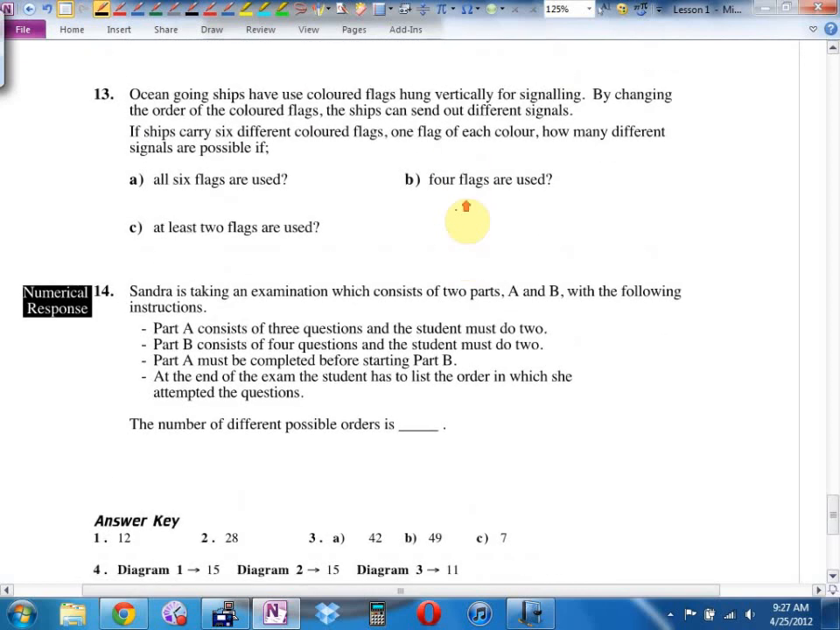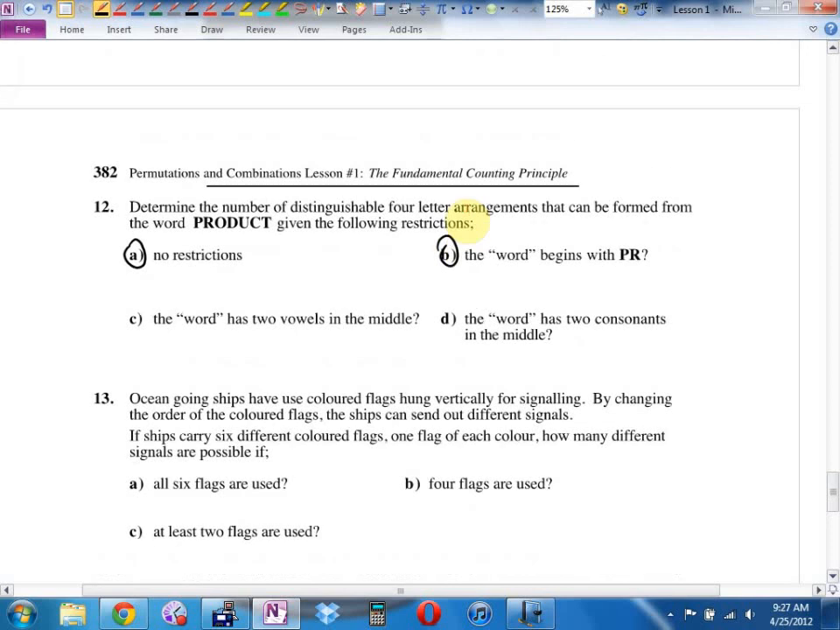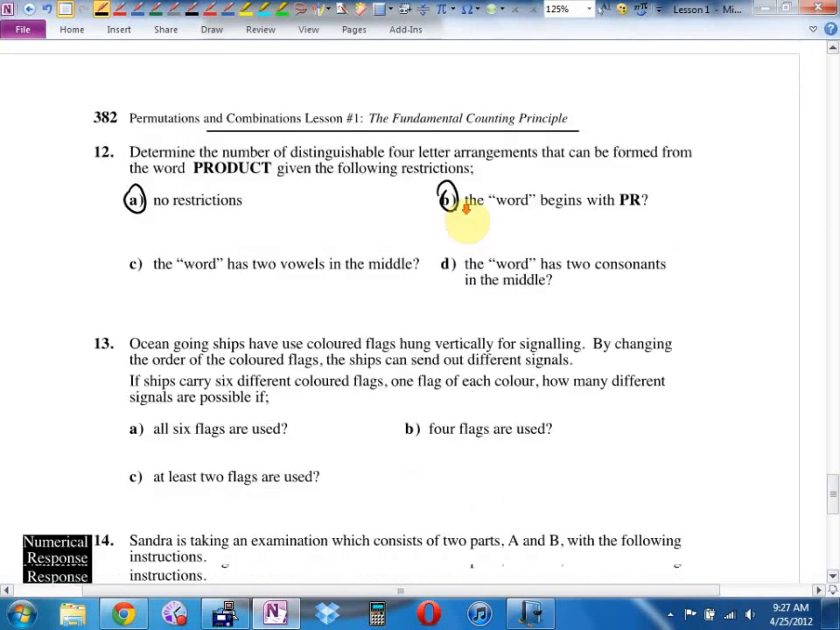And I think we're going to pause there. Okay.